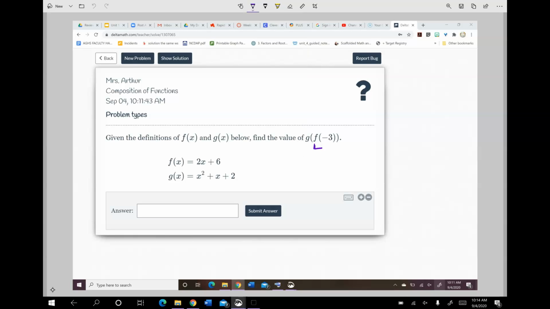So first I need to find f of negative 3. So here's my f function. So I'm going to find f of negative 3. See how negative 3 is in parentheses here? You need to put it in parentheses here. So 2 times negative 3 plus 6. So I'm going to type the whole thing in my calculator: 2 times, parentheses, negative 3, close parentheses, plus 6. And that gives me 0. So now I know that f of negative 3 equals 0.